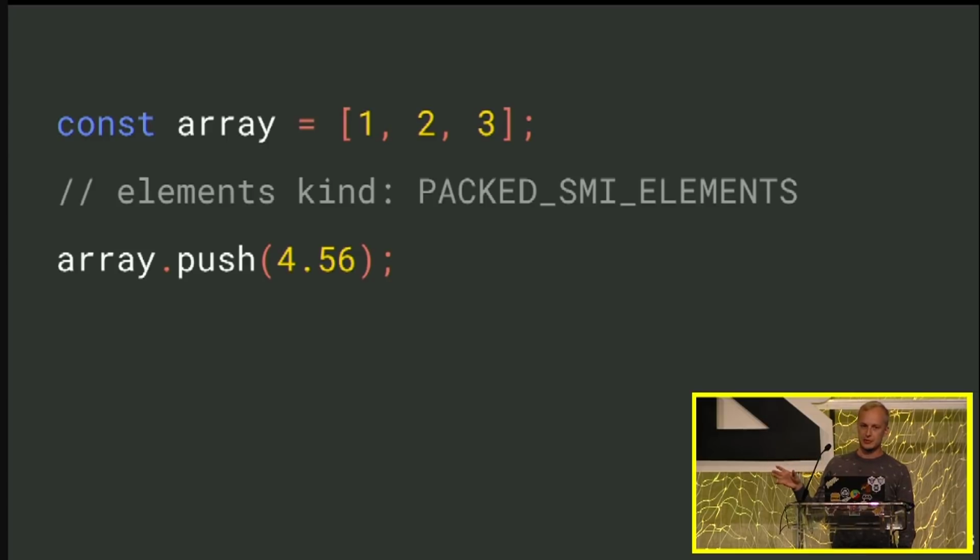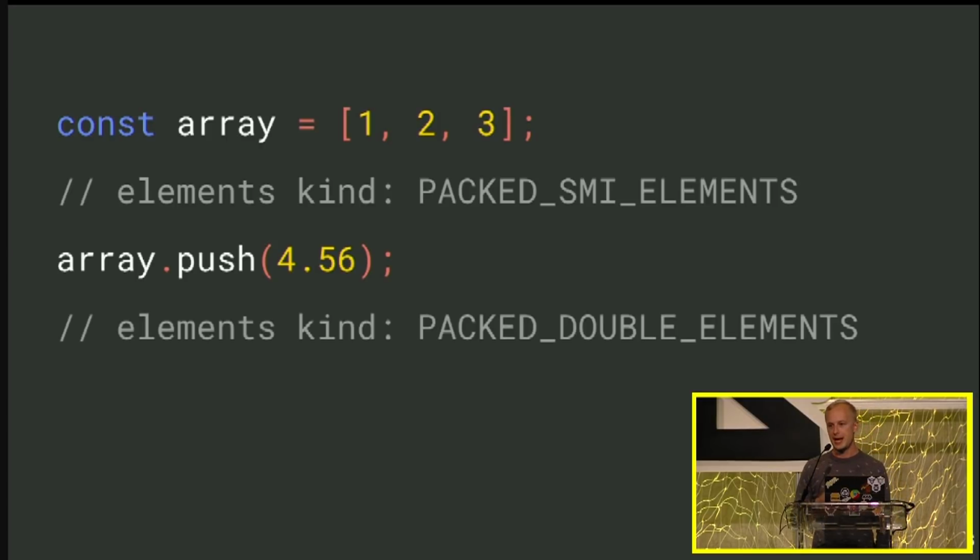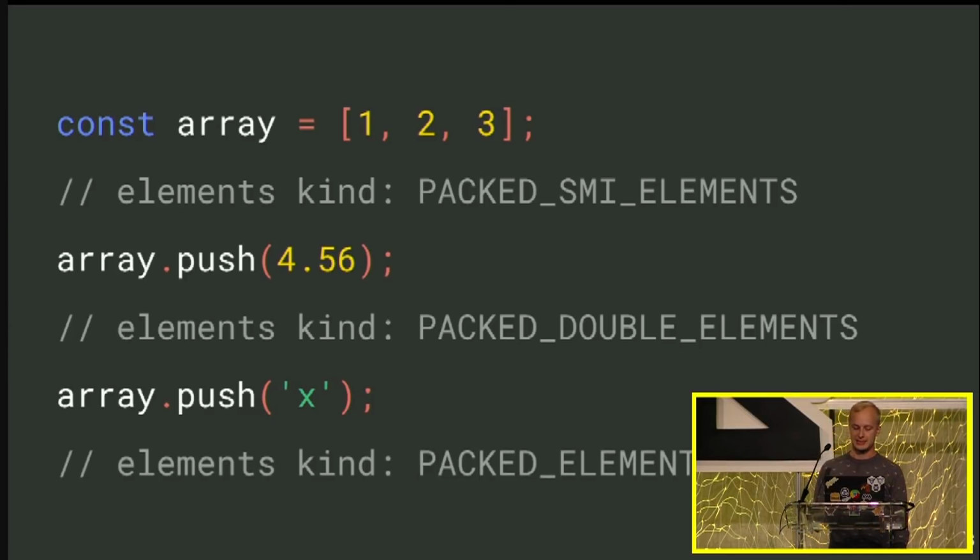So if we have this array and then later we add a floating point number to that same array, the array would transition to a more generic elements kind. In this case, it would be packed double elements. Now, adding a string literal to the same array would change the elements kind once again. Now it would be packed elements.